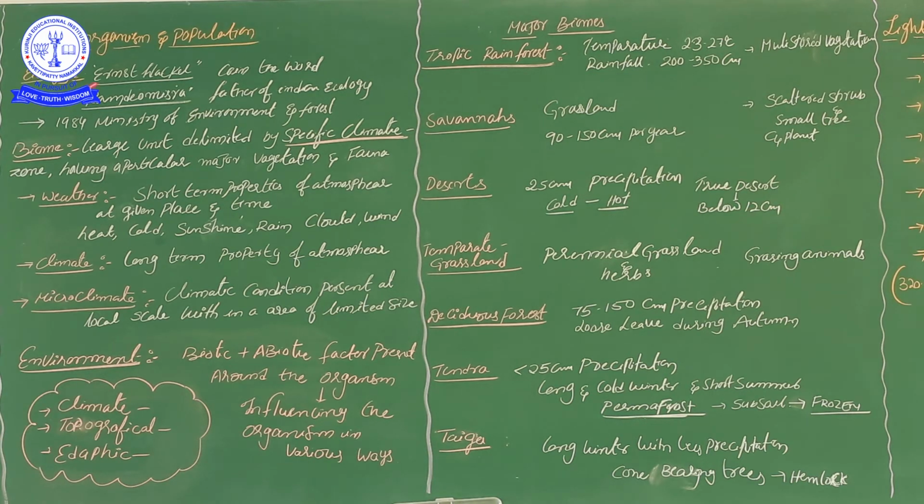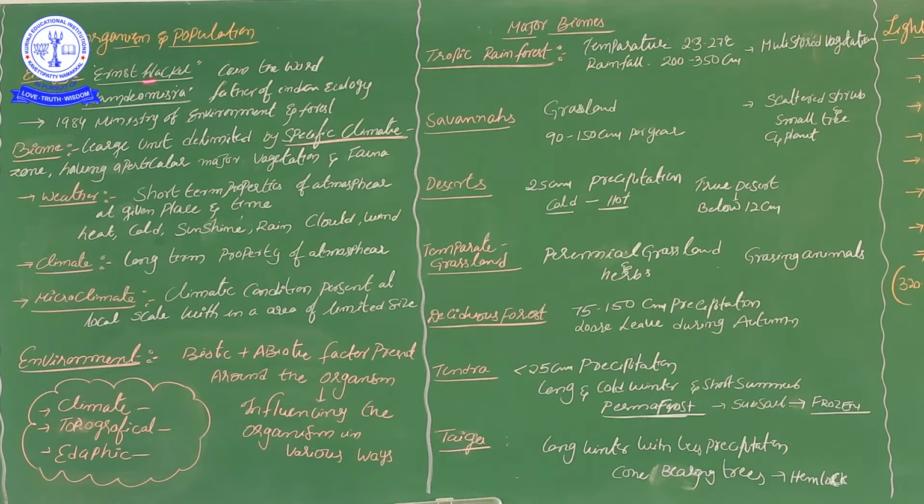That is ecology. The word ecology was given by Ernest Haeckel. Ecology tells about the ecosystem. System means a systematic arrangement of the biotic and abiotic factors. Biotic and abiotic: already in the previous videos, what are the abiotic factors and what are the biotic factors, we know.